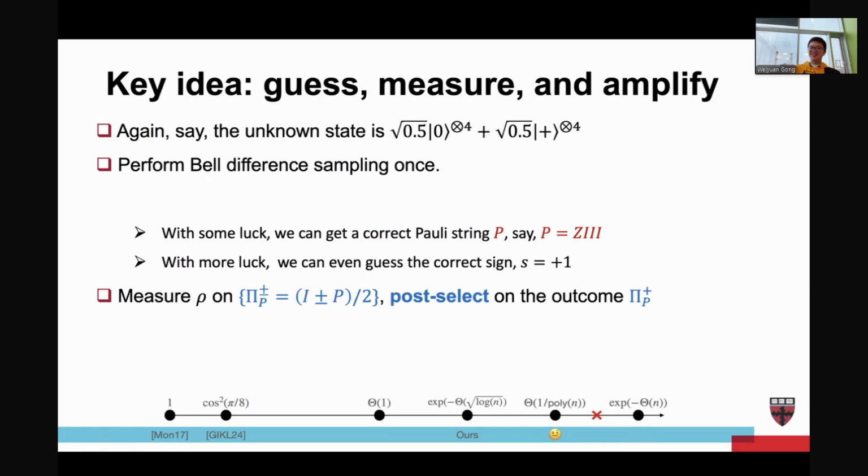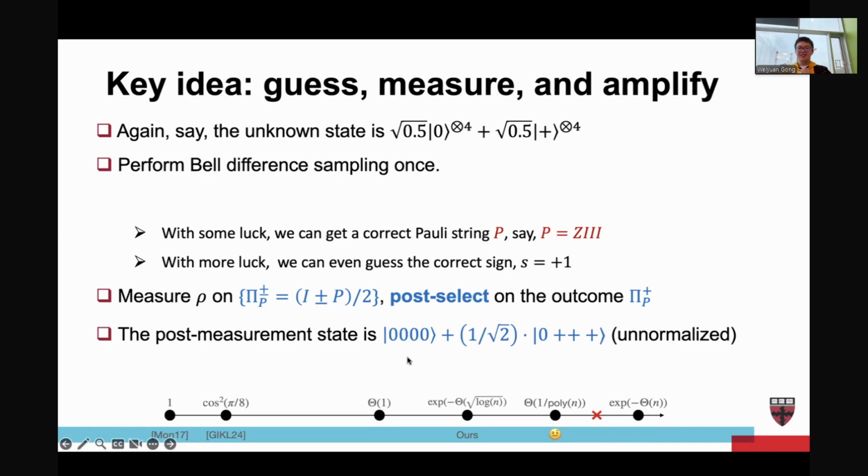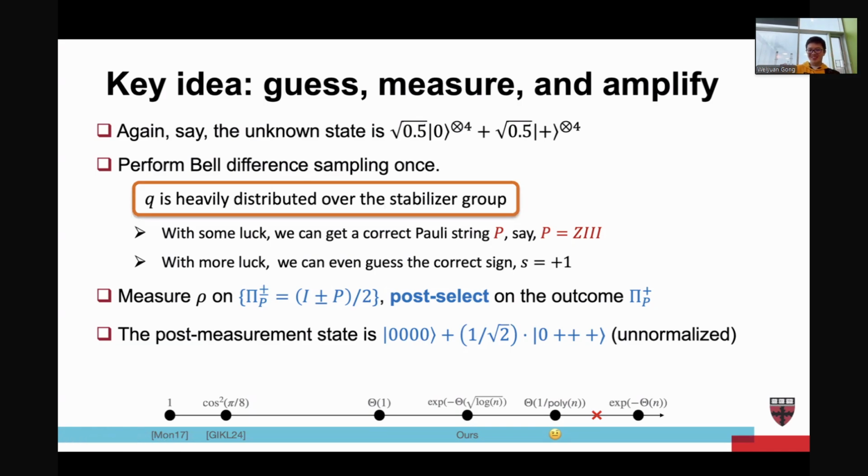And now we do some post-selection. We measure this input rho in the basis of (I plus minus P) over 2, and post-select on the plus outcome, which is the sign we guessed here. And what we get, the post-selected state, is |0...0> plus 1 over square root 2 times |+...+>. Okay, this is an unnormalized state. But after post-selection, we boost the part for all zero, and actually we amplify the fidelity between the new rho and the true stabilizer state, the correct answer. We boost this fidelity. Okay, sorry, there's something wrong, but okay.